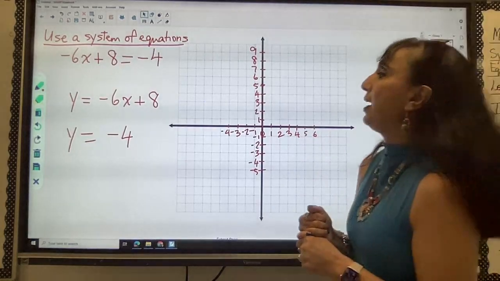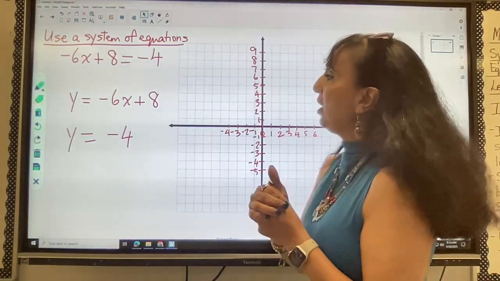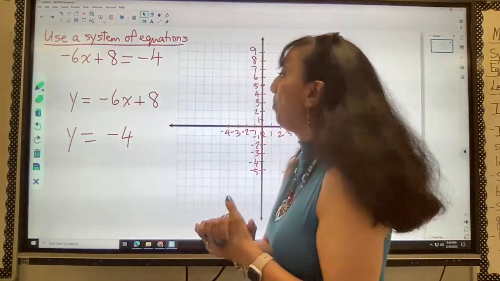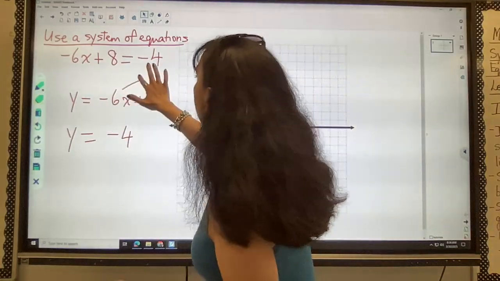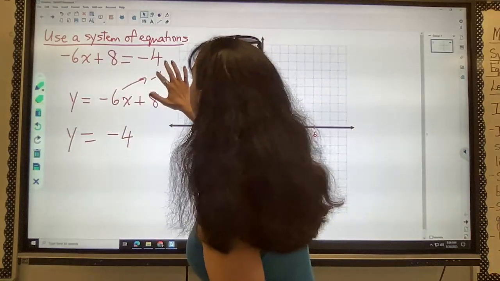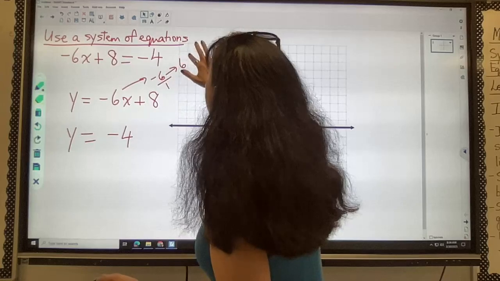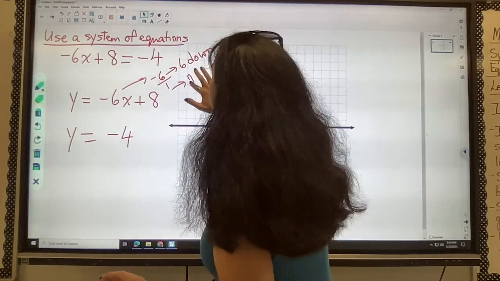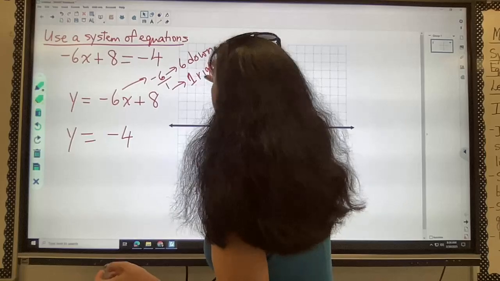Okay, the next thing I'm going to do is I am going to graph it. So I can look at this one, and I know that what is my slope on this? For this one, it's negative 6. So I know it's going downwards, 6 down and 1 right. That is this one.